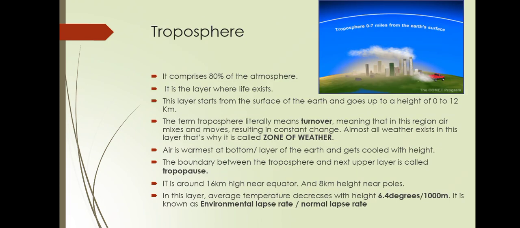The first layer of the atmosphere is the troposphere. It comprises 80% of the atmosphere. It is the layer where life exists, where we live, and that sustains life. This layer starts from the surface of the Earth and extends from sea level up to 12 kilometers.